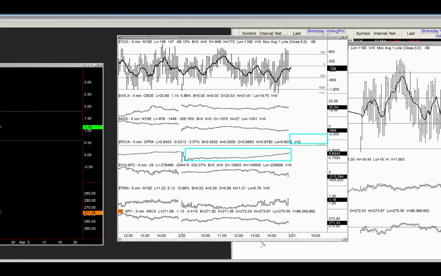Also, you can see that the vol spread today was essentially just dropping all day long. And so not a real clean market overall. All right, let's come back over here.